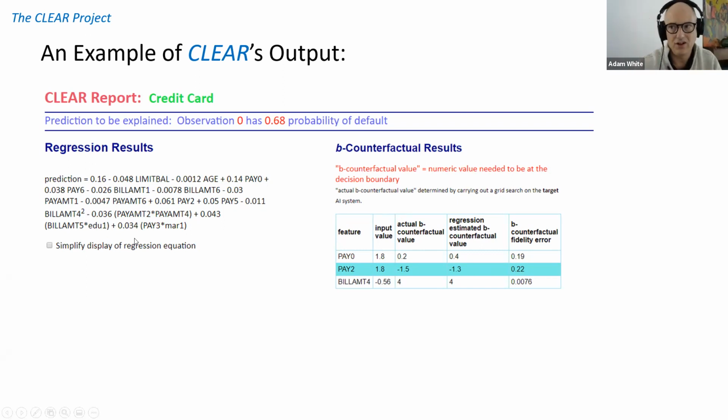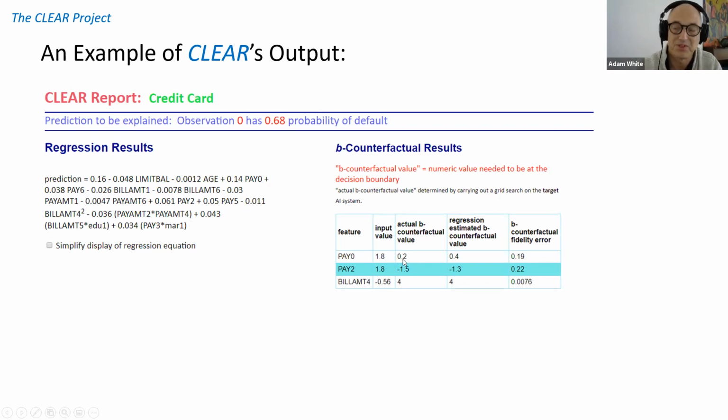And you've got a large list of parameters, so if you wanted, you could have a regression with, say, fewer terms, for instance, or without interaction terms. Now, if we look here, you can see that for, say, feature pay 0, the input value, this is standardized data, is 1.8, and the actual value pay 0 needed to have to switch the classification class was that it needed to be reduced from 1.8 to 0.2.